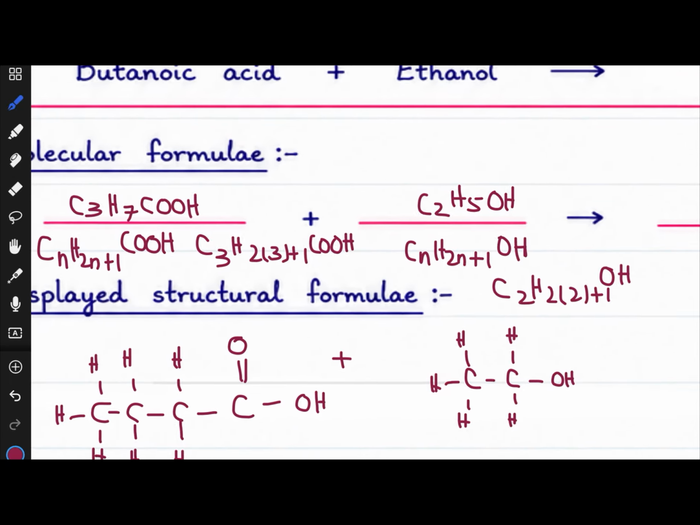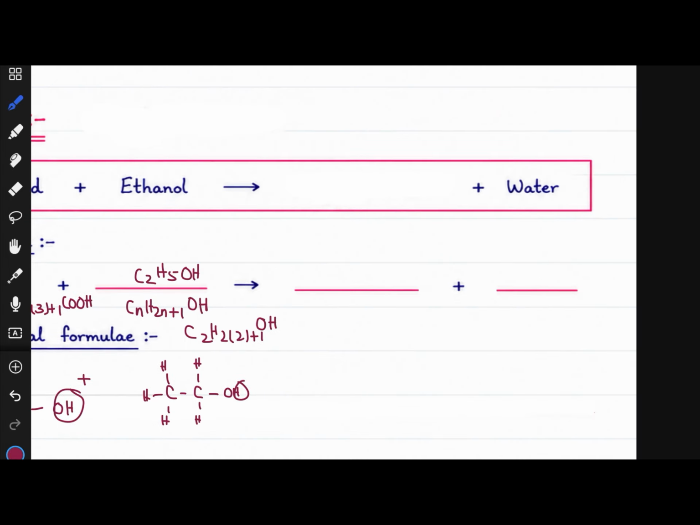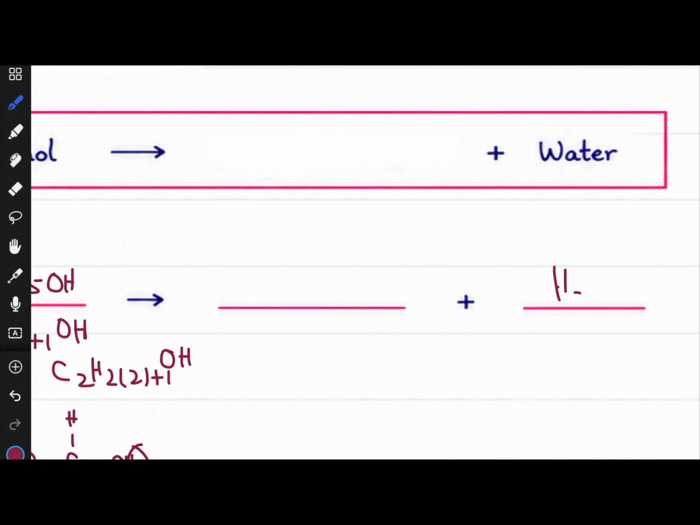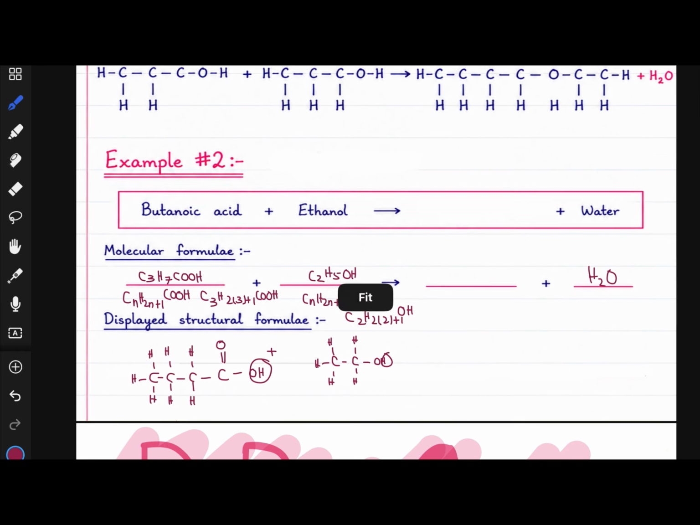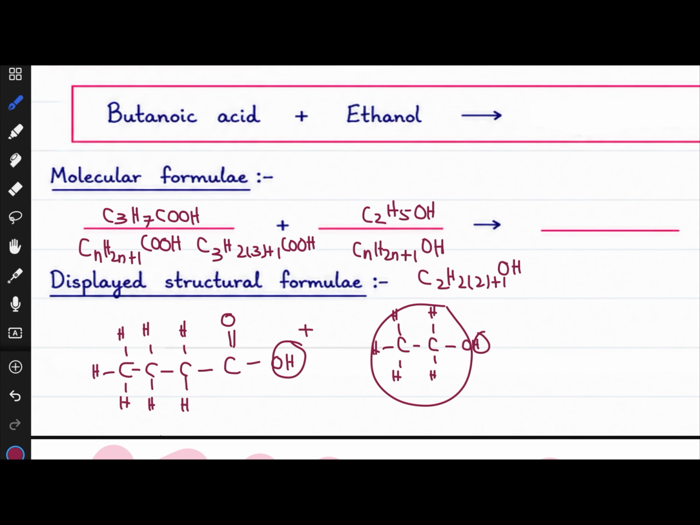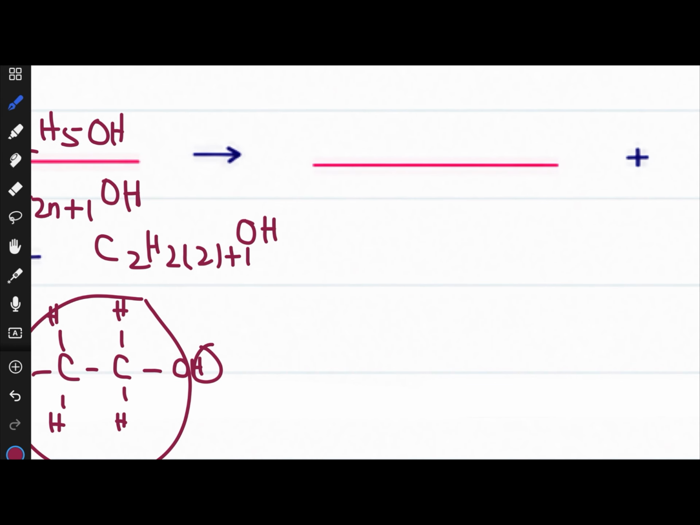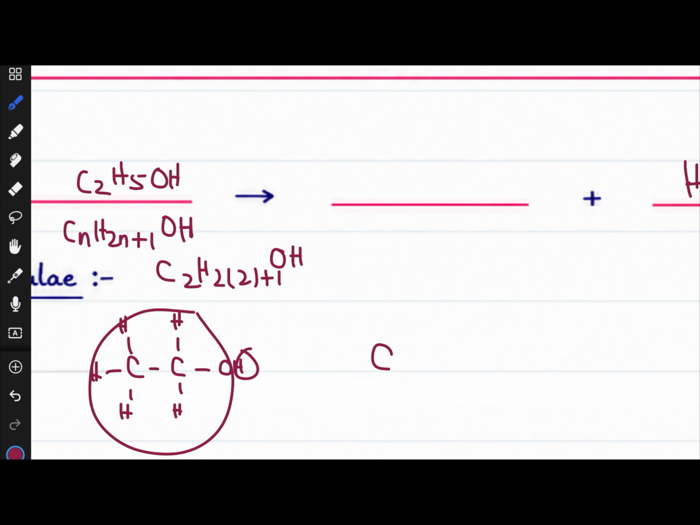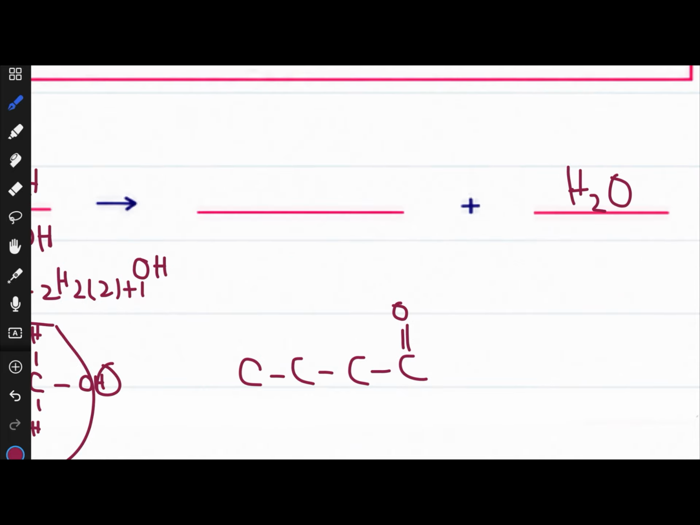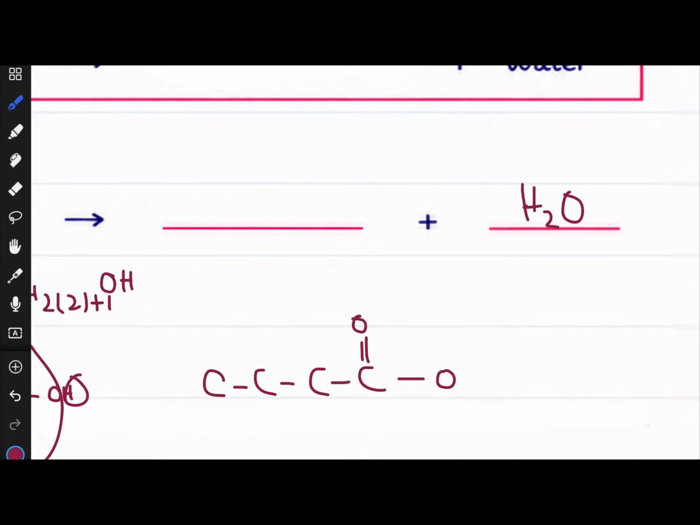Now we have to take OH from this side and H from this side, and we're going to join them together to form water. So it's going to be H2O. And we're going to revert this whole displayed formula and attach it with this acid part. So we're going to do it like this. Firstly, let's draw the acid part, which has 4 carbon atoms, like this, double bonded with O. Now let's draw the ester linkage by joining it with the O of the alcohol part.